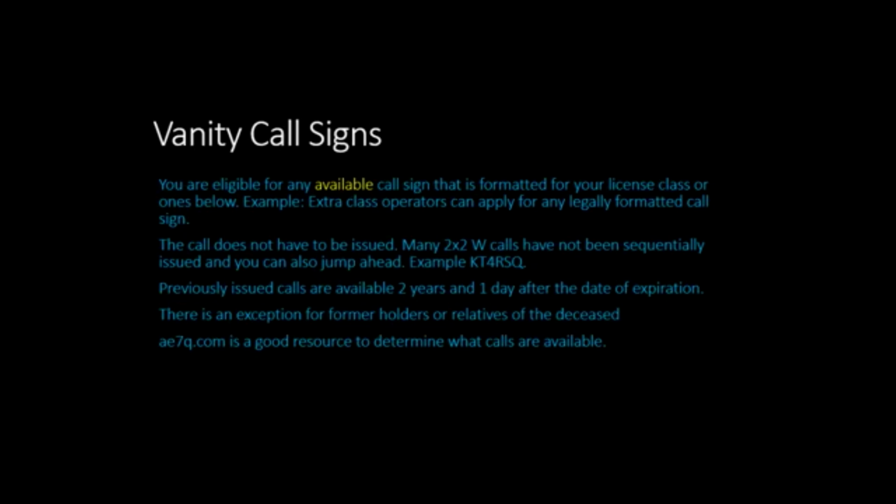I know these slides are hard to see, I'll rethink my color scheme on the next program I do. This AE7Q.com is a good resource to determine what calls are available. You can go on there, and I'll actually show you an example here in a minute, you can click on the call area and the type of call you want, and it'll show stuff that's getting ready to expire, stuff that's already expired.